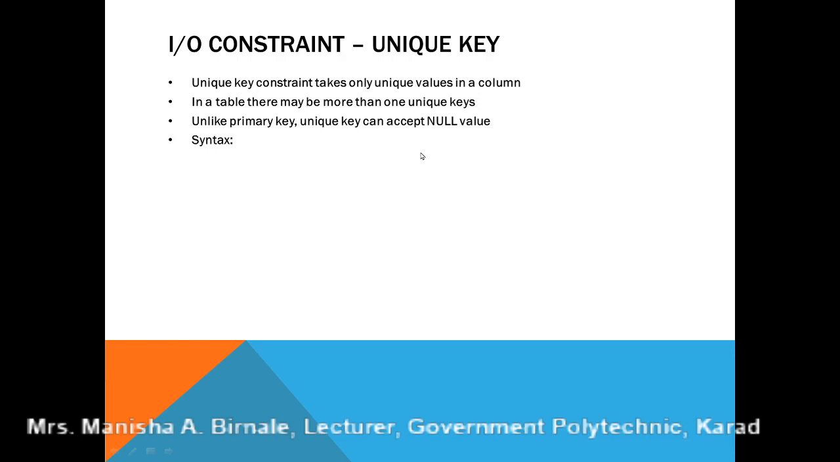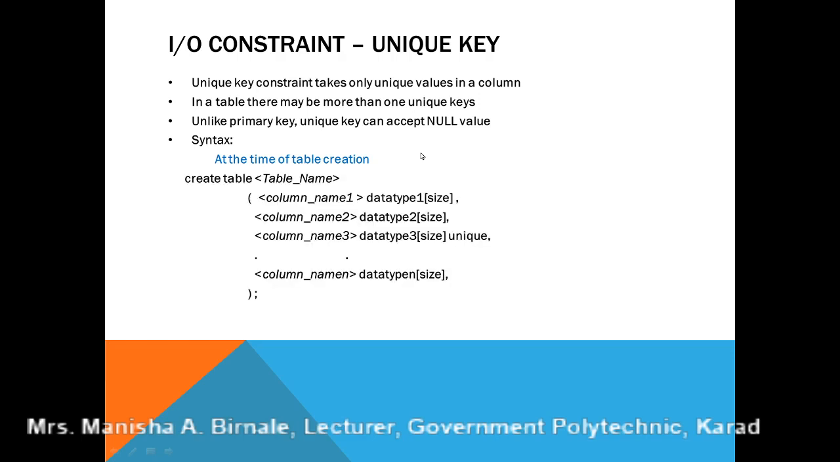Now the syntax for creating a unique key. At the time of table creation, suppose you want to specify some column having the unique key constraint. Then this is the syntax. You have to write create table, table name, then column name and their data type. And suppose for column name 3 you want to specify the unique key constraint. So you write column name 3, then data type 3, and after that write the keyword unique. So this column name 3 will accept only unique values. It can accept null values also. You can specify the unique constraint for more than one column also.